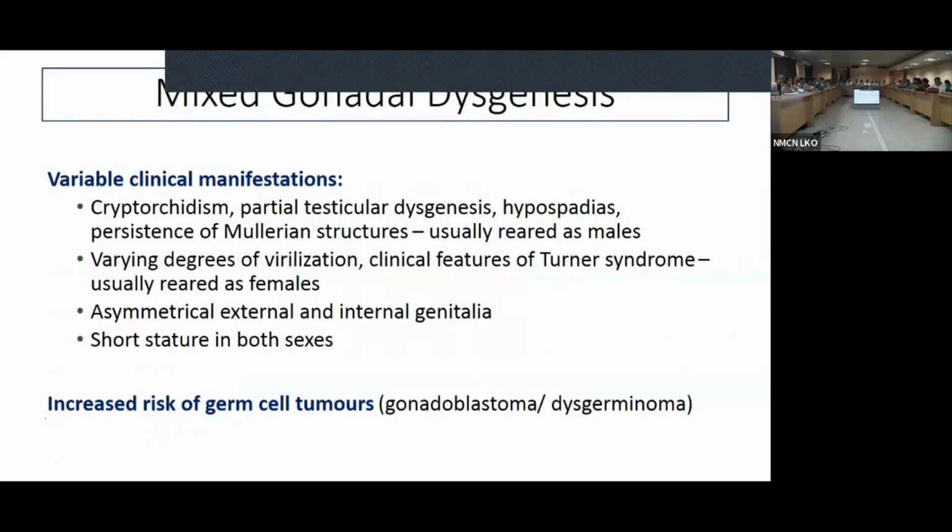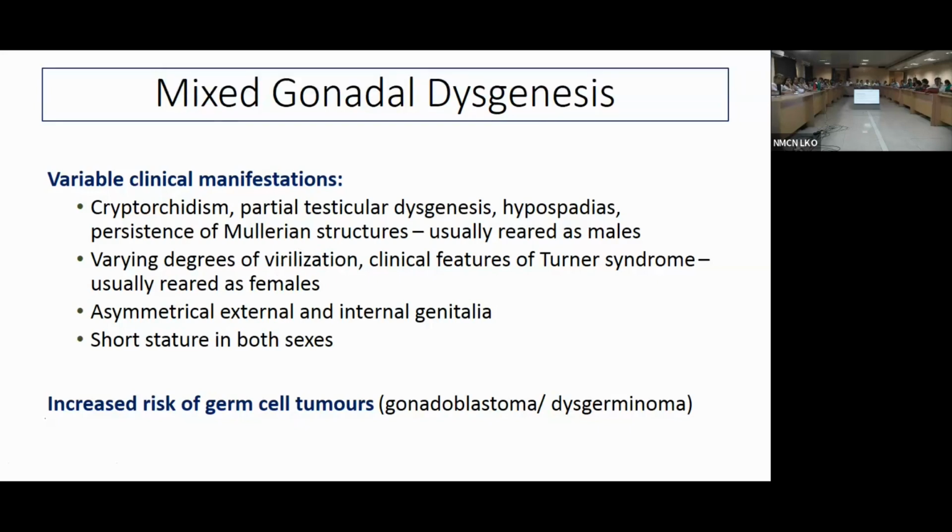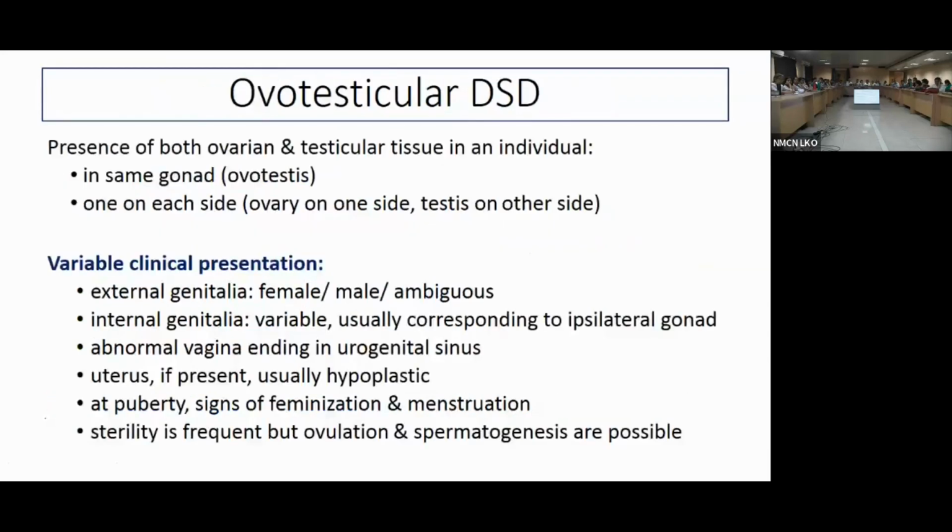But if you have fewer 45X and almost equal numbers of 45X and 46XY, then they are the ones who present with the typical genital ambiguity, and they can have variable manifestations varying from complete cryptorchidism to partial testicular dysgenesis, hypospadias, and also even persistence of the Mullerian structures. And again, the external and the internal genitalia could be asymmetric also. Usually they also have short stature, and most of them have an increased risk of germ cell tumors also. That is either a gonadoblastoma or a dysgerminoma.